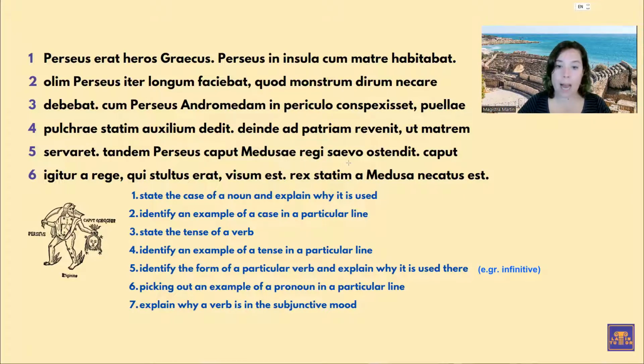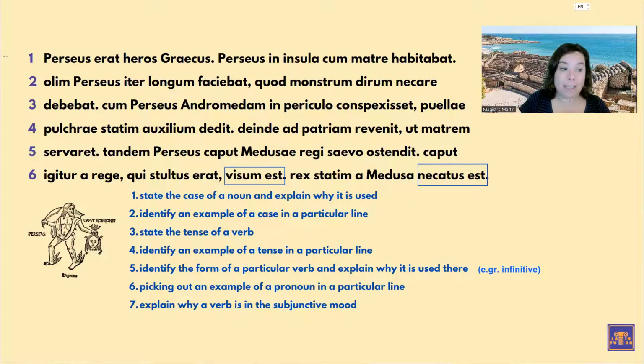You may be asked, why is saevo dative? You then might say that it's an adjective agreeing with regi and they're both the indirect object. What else might you be asked? Let's go for line 6. They might ask you, can you find a verb in the passive? And the verbs in the passive are visum est, was seen, and necatus est, was killed.